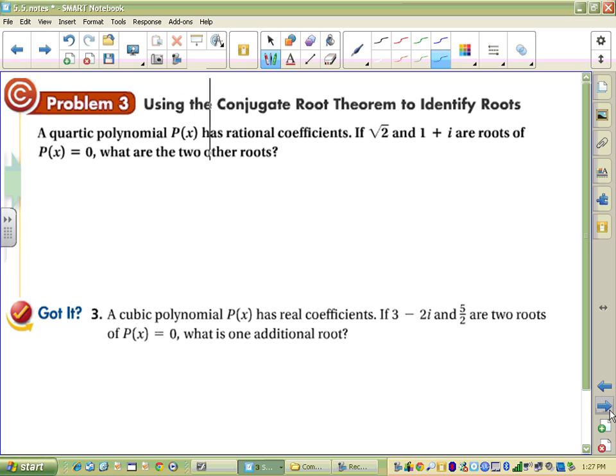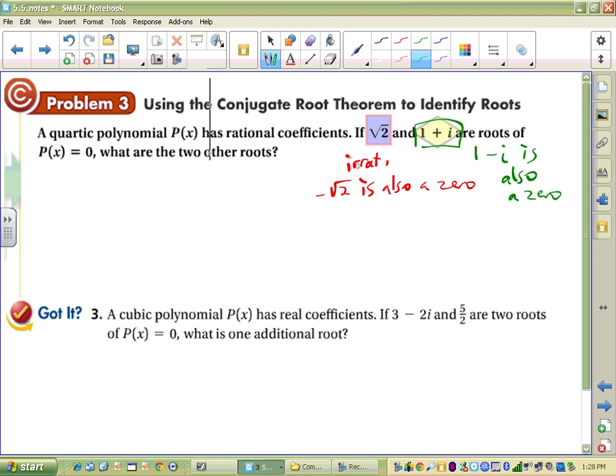So problem 3. This is kind of like the opening example I showed you. They say rad 2 is a 0. And they also say 1 plus i is a 0. Well, rad 2 is irrational, and because of that, we need to apply the irrational conjugate theorem. So negative rad 2 is also a 0, or root. Okay? When we look at this 1 plus i, 1 minus i is also a 0, or also a root.